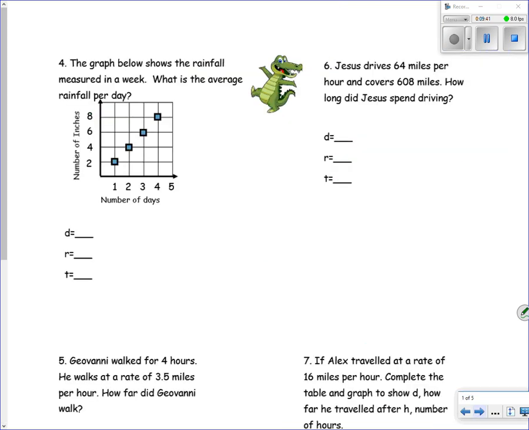Okay, page 2. Do you want to do the graph with them since we haven't done a graph yet? Just do 4? Yeah, that's fine.